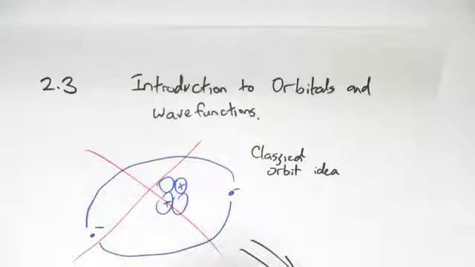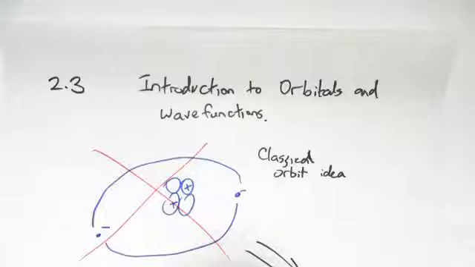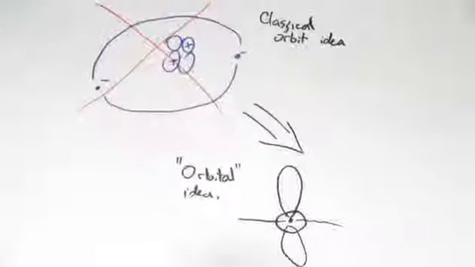So this is video 2.3, Introduction to Orbitals and Wavefunctions. So we're moving from the classical orbit idea, with electrons orbiting around the nucleus just like planets orbit around the sun, to an idea of an orbital, which is based on our quantum knowledge. And here's an idea of an orbital.